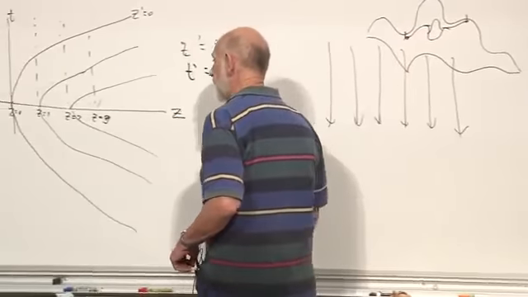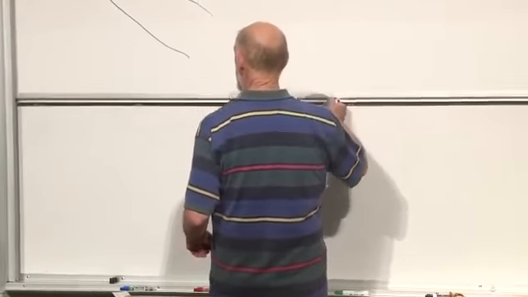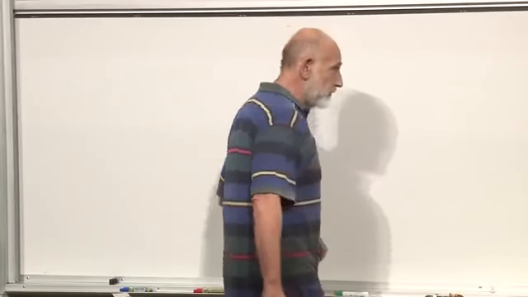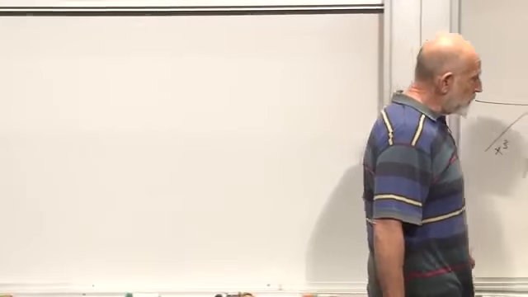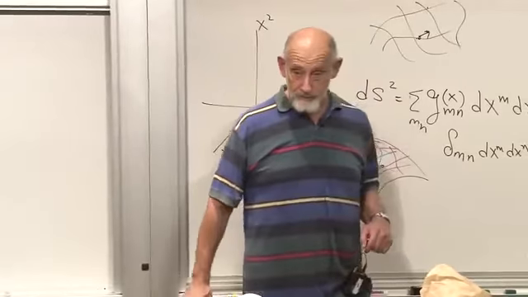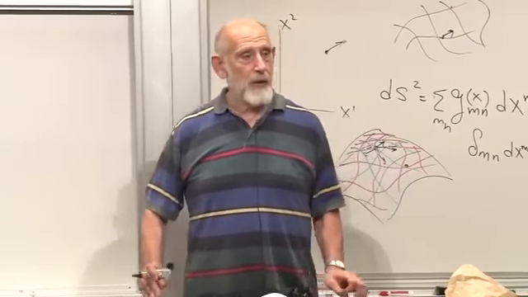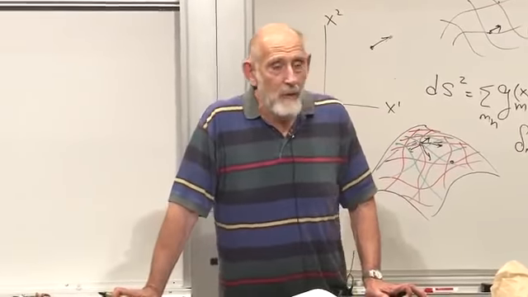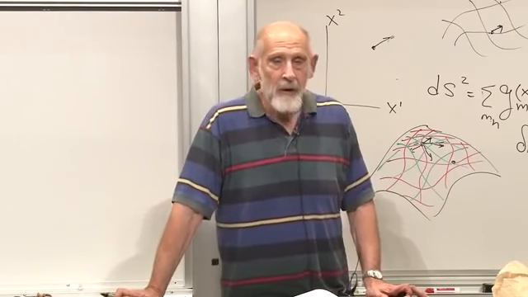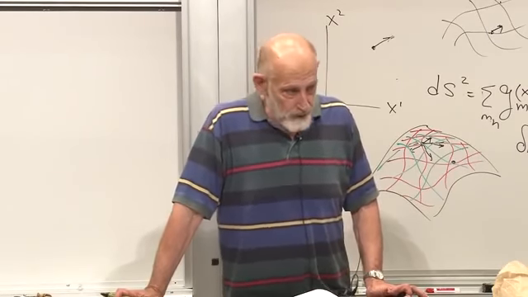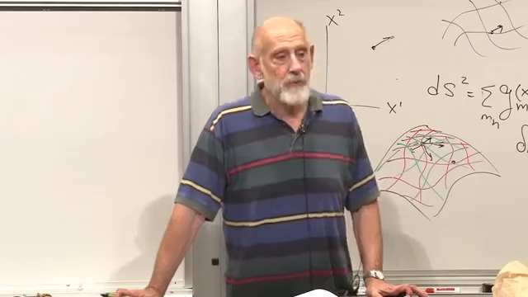All right, so that's a mathematics problem. Given a g_mn of x, how do you decide if there's a coordinate transformation which will change it into the Kronecker symbol? To answer that, we have to understand better how things transform when you make coordinate transformations. And that's the subject of tensor analysis.